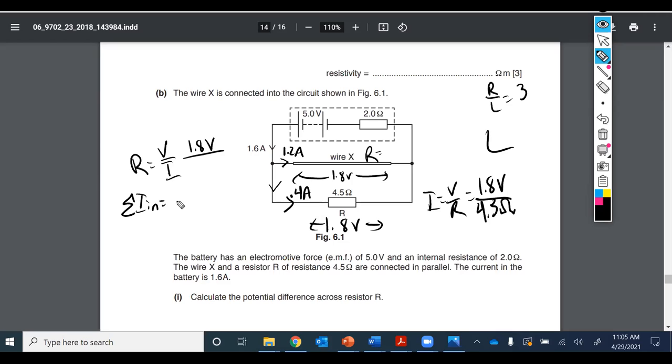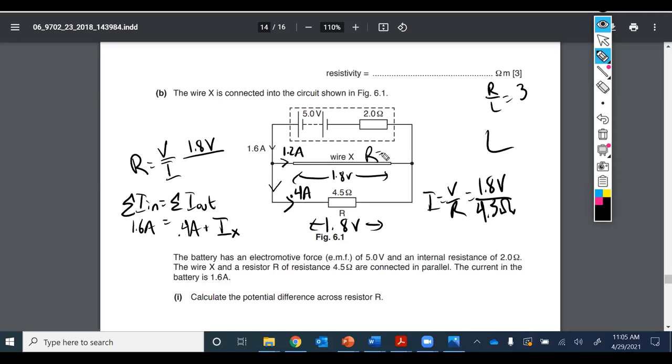The sum of the currents in equals the sum of the currents out. That's Kirchhoff's first law. The sum of the currents into this node is 1.6 amps. The sum of the currents out is 0.4 amps, that we got here from Ohm's law, plus something, the current that's going through wire X. And that's how we can deduce, by subtracting 0.4 from both sides, 1.2 amps going this way. You start saying, well, that's not too bad, I can do that in my head.